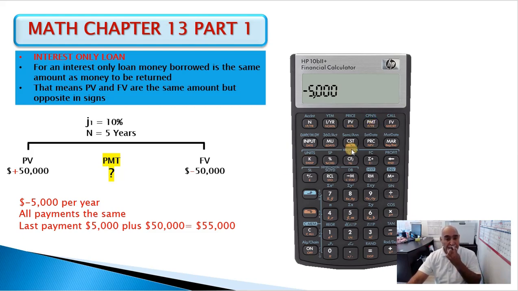So every year we have to pay $5,000, at the end of the year, or really at the beginning of the next year. So what's our last payment? The last payment would be the 5th year. It would be my 50,000 that I have to return plus the 5,000 for the previous year's interest. So 55,000 is my last payment.